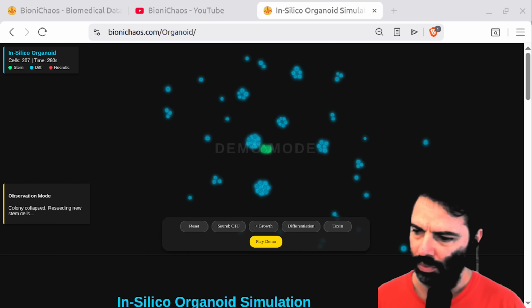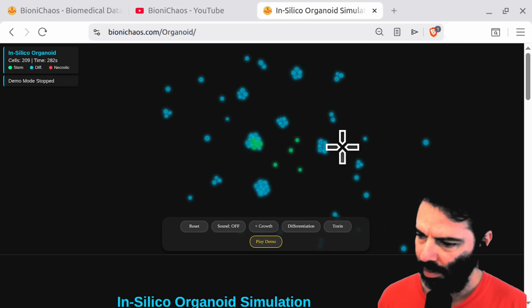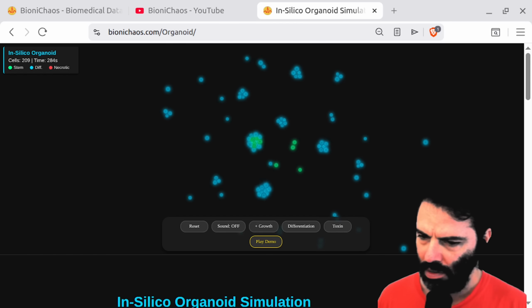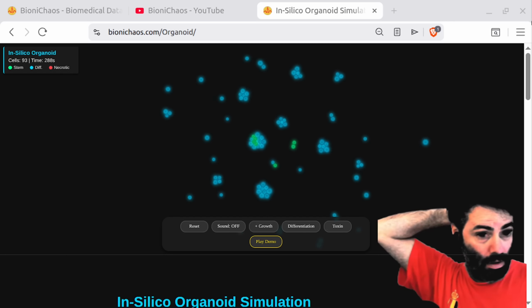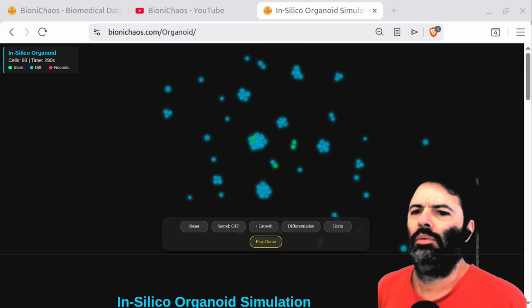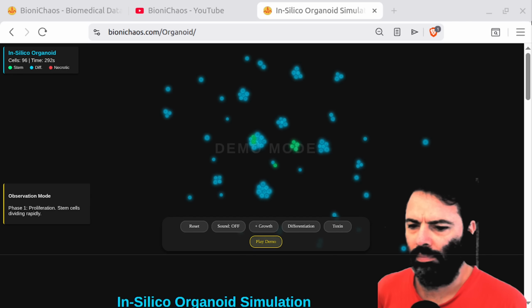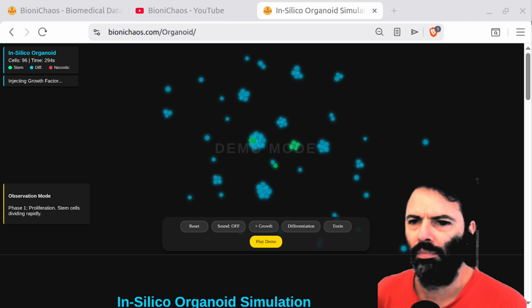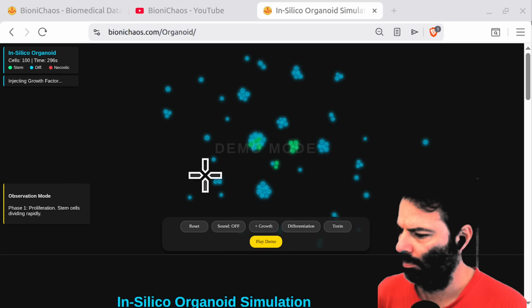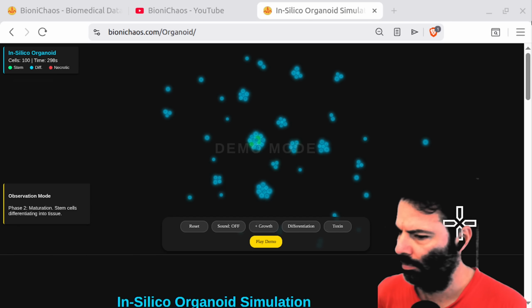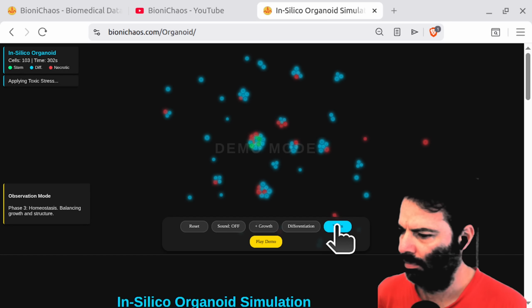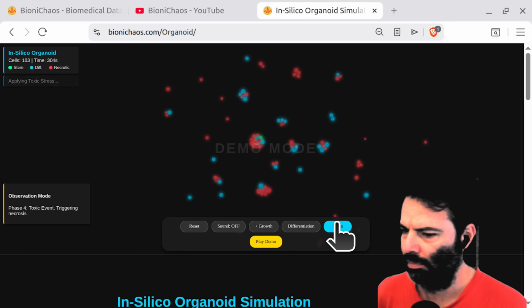This is a new tool we are developing. This looks like the In-Silico Organoid simulation. It appears to be a demo mode with cells represented by different colored dots, and there's an observation mode status currently showing Phase 5, clearance, dead cells fading. There are also buttons for reset, sound, growth, differentiation, and toxin.